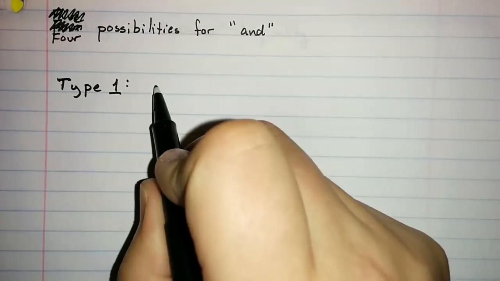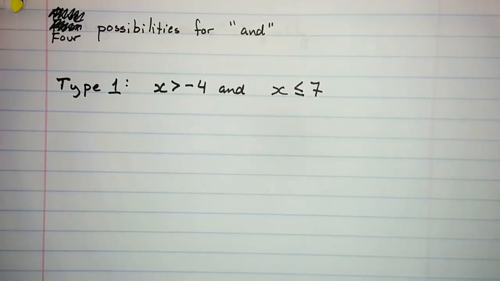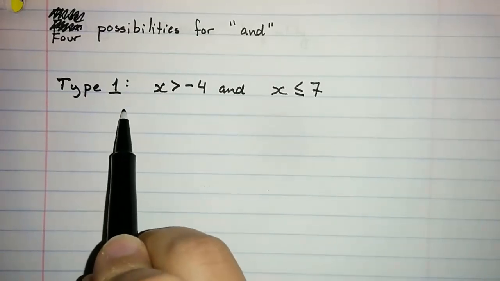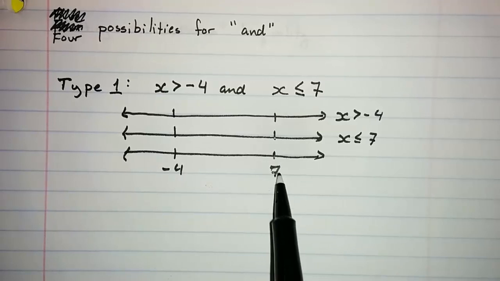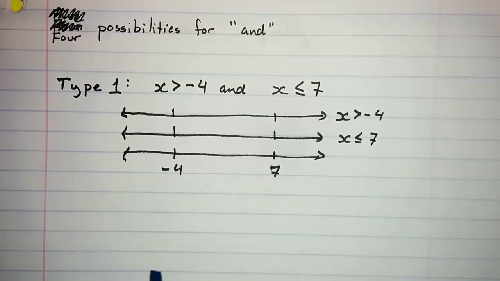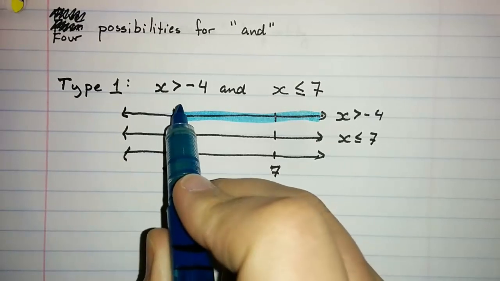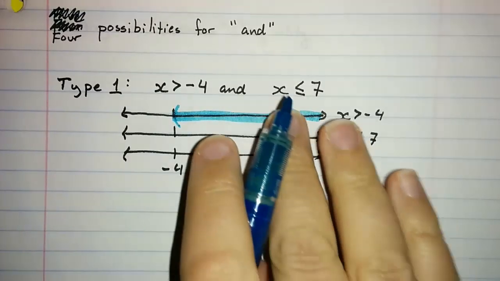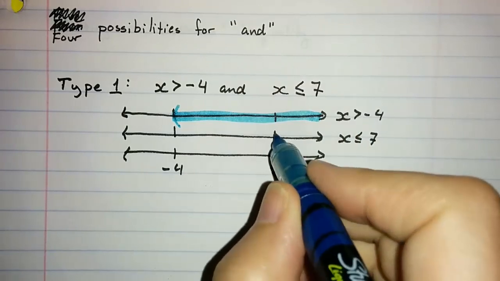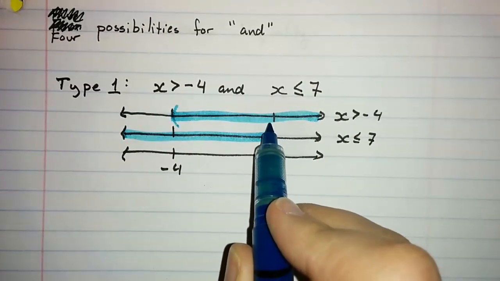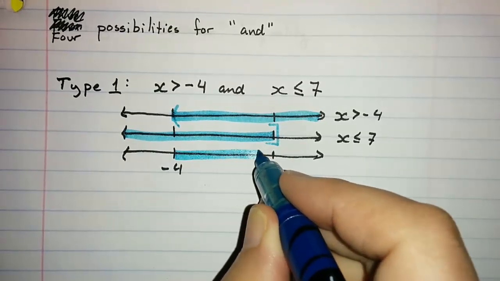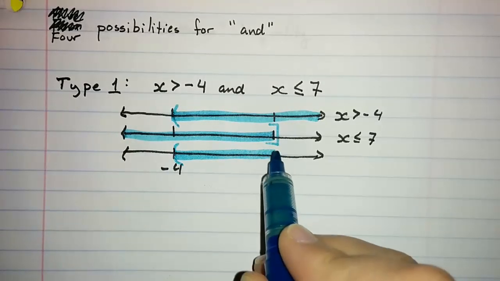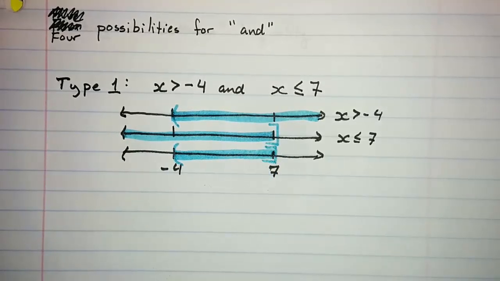has as an example x is greater than -4 and x is less than or equal to 7. When we draw the two pictures, we'll mark -4 and we'll mark 7. X is greater than -4, that goes off to the right and gets a round bracket. X is less than or equal to 7, that goes off to the left and gets a square bracket. Where do they overlap? They overlap in between. -4 gets a round bracket, 7 gets a square bracket. We can't simplify at all.